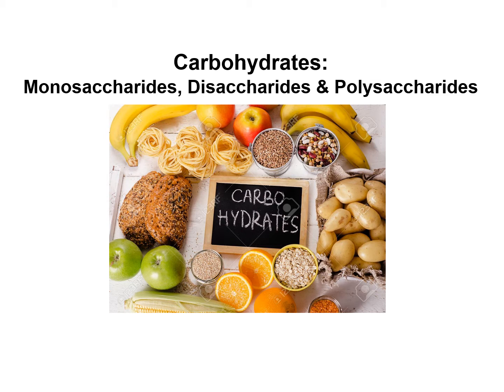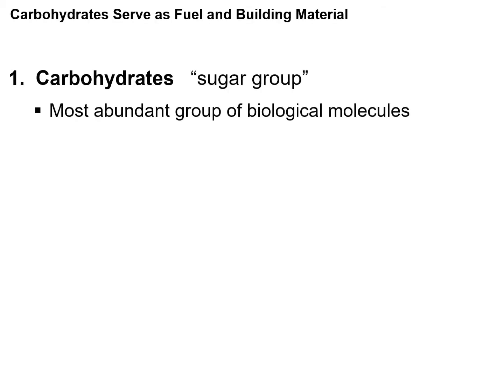Carbohydrates will be the first class of biological molecules that we will consider. As shown in the picture, carbohydrates are present in many different foods and contribute significantly to our diet. Carbohydrates are the most abundant of all biological molecules. While they are often referred to as the sugar group, carbohydrates can vary significantly in both their structure and function.